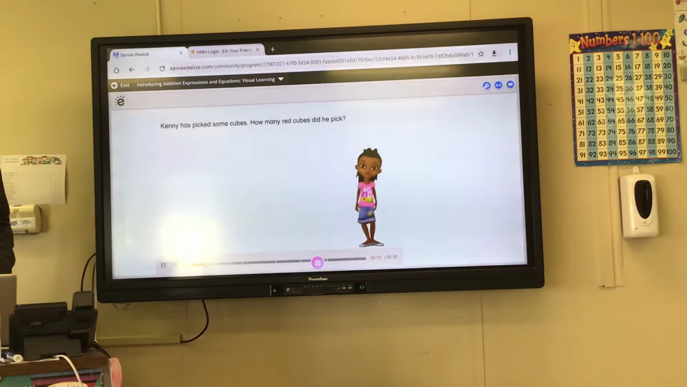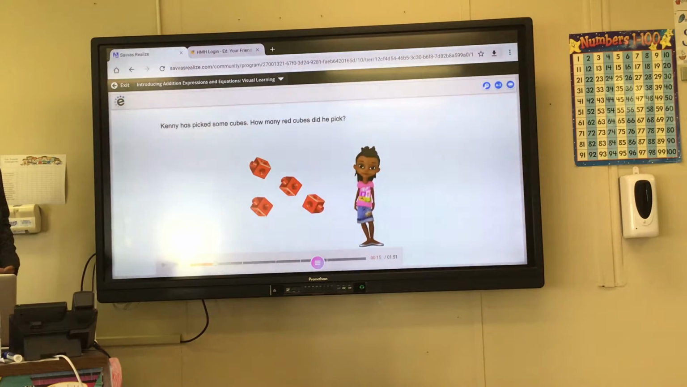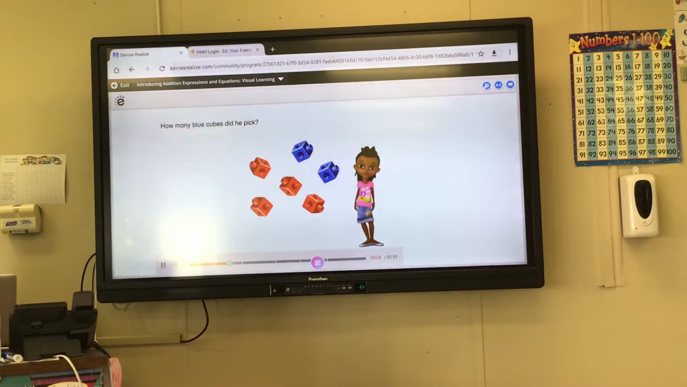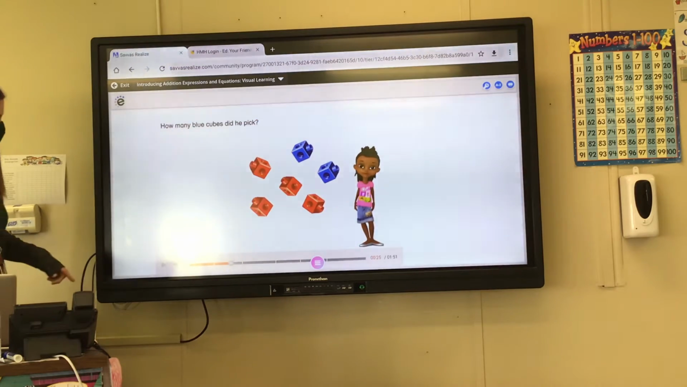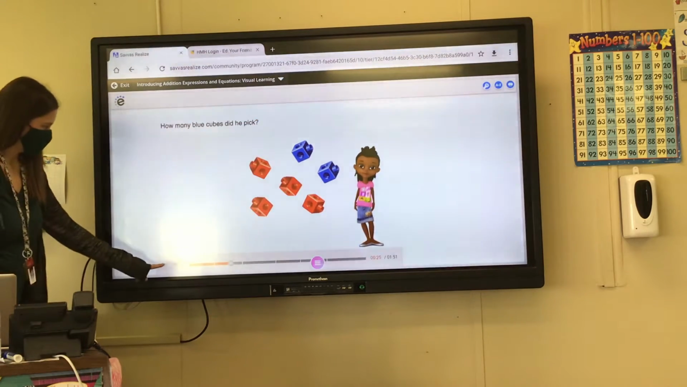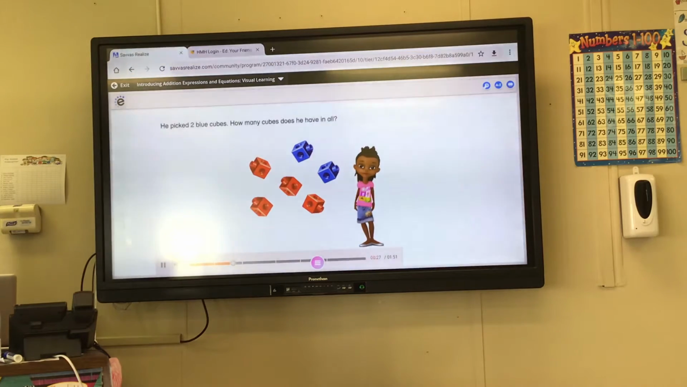Kenny has picked some cubes. How many red cubes did he pick? 4. Kenny picked 4 red cubes. How many blue cubes did he pick? 2. He picked 2 blue cubes.